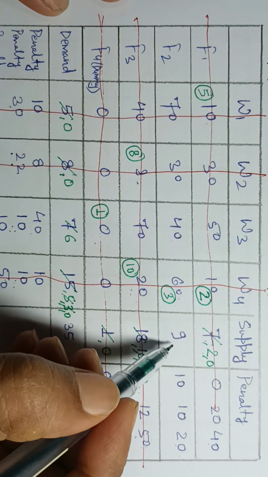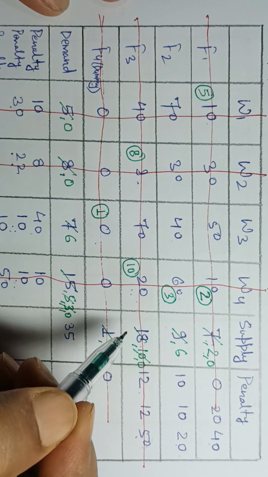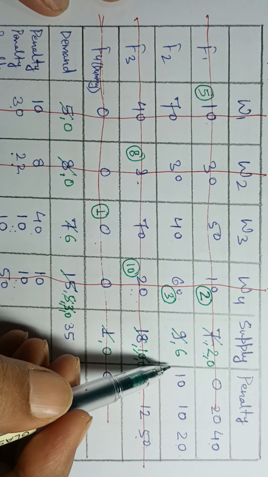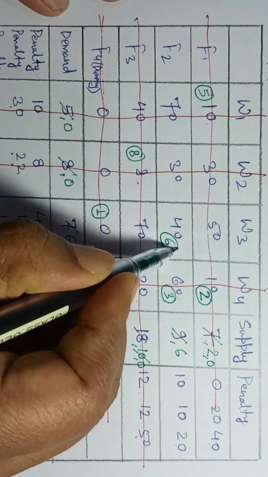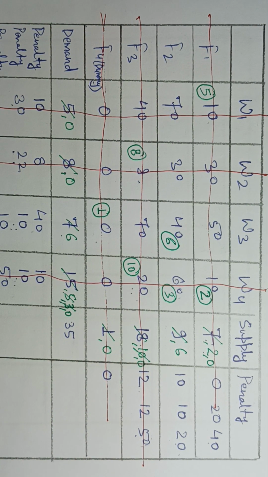Now, after allocation of 3 units here, this will remain 6 units, and here also 6 units remain. Only this cell is remaining and 6 units are remaining. So we will allocate 6 units here. In this way we have allocated the different supply and demand quantities and units to the different cells to find the initial basic feasible solution.